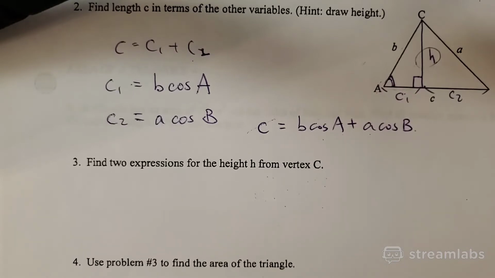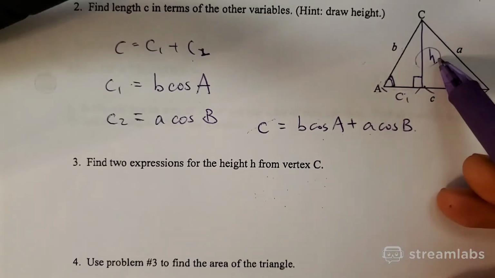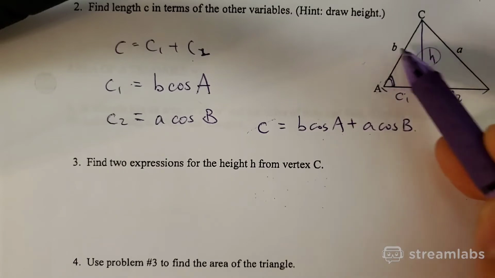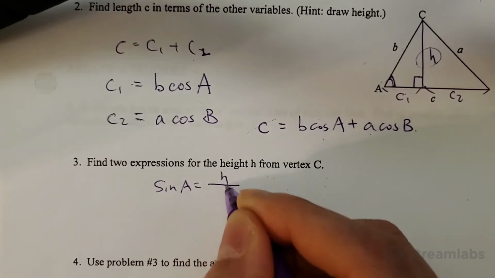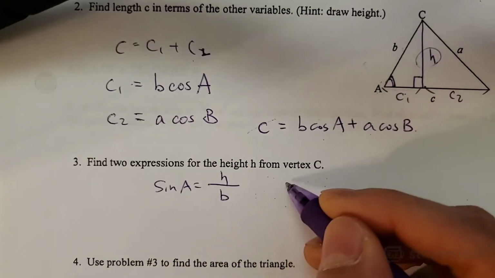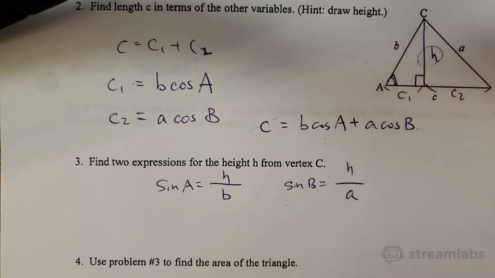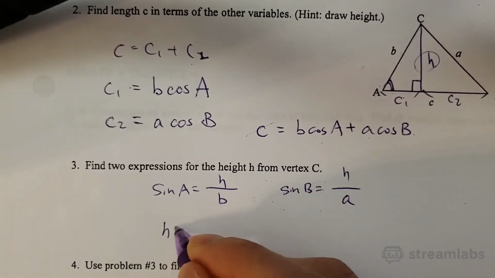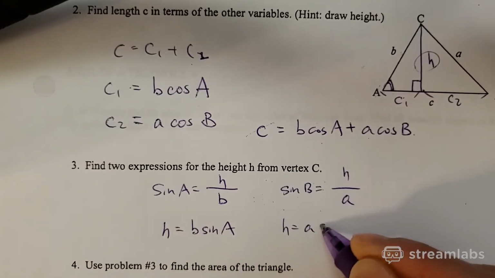How do I represent height h using b? So h versus b will be opposite and the hypotenuse, right? So you'll use sine. In other words, sine A is h over b. Similarly, sine b is equal to h over a, right? Because it's opposite over hypotenuse. So if you switch it up, your h will be b sine a or a sine b.